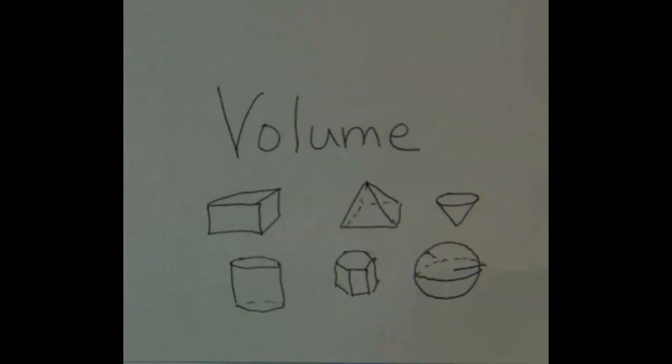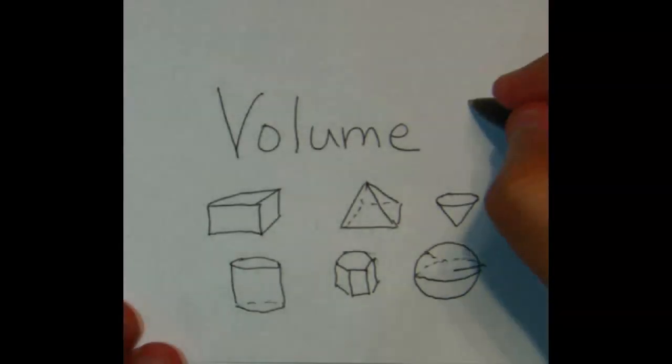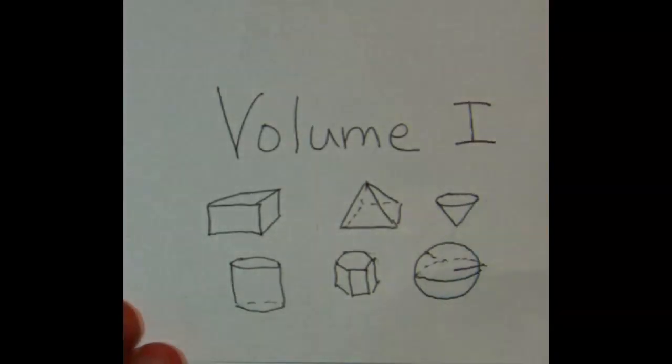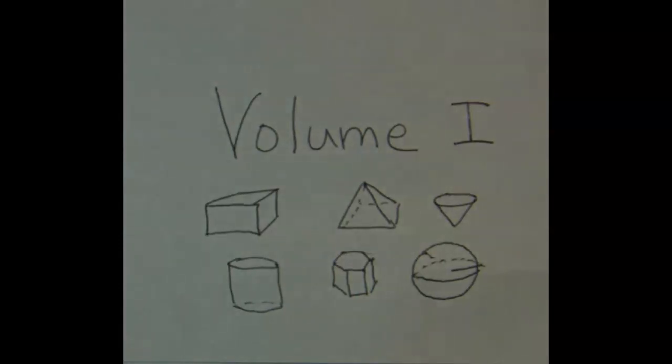Here we are in our lesson on volume. This is actually volume 1. And what we're going to do is I'm going to give you formulas in order to find volume of different shapes. And you're also going to find missing sides or missing parts of the shapes.